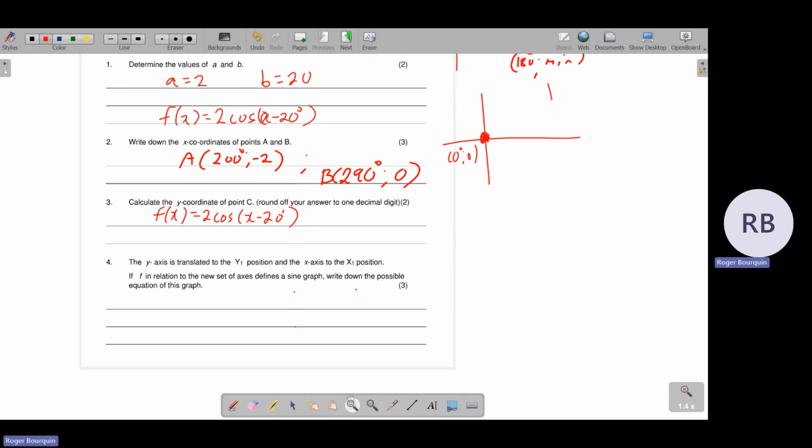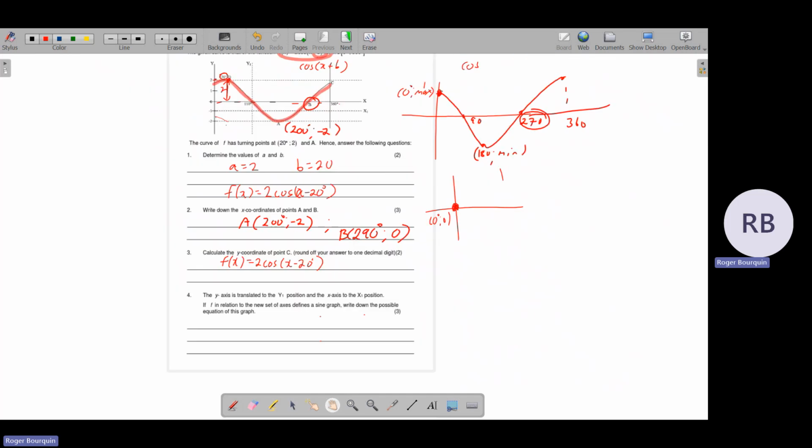All right. So, we put in x is equal to 360 and I get f of x is equal to 2 cos(360 minus 20). In other words, 2 cos 340. Okay, work it out.